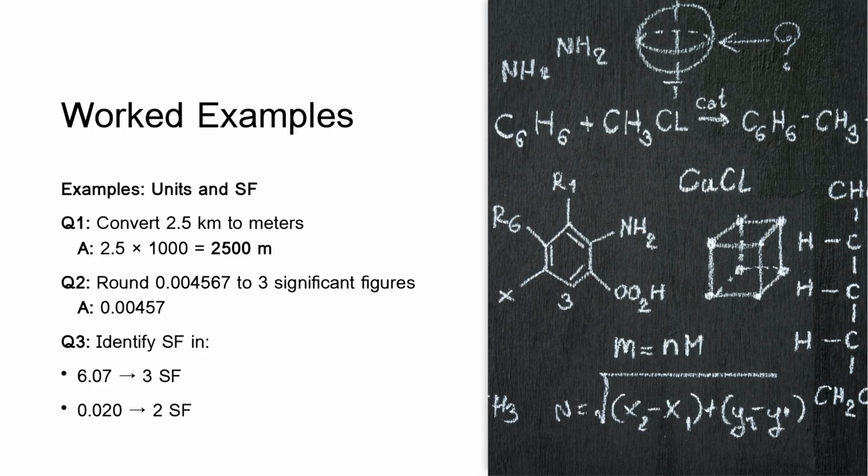Finally, identifying significant figures. In the number 6.07, the 0 is trapped between non-zeros, so it counts, giving us 3 significant figures. In 0.020, the first 2 zeros are placeholders, but the last one counts because of the decimal, giving us 2 significant figures.